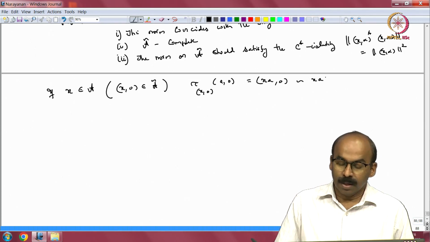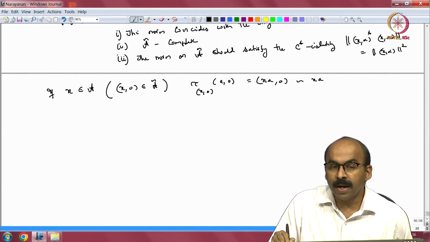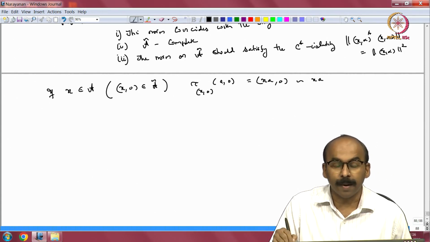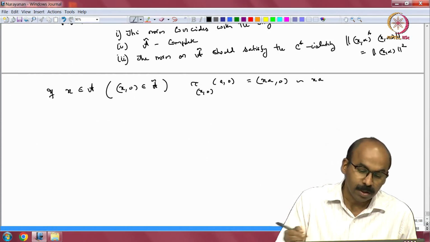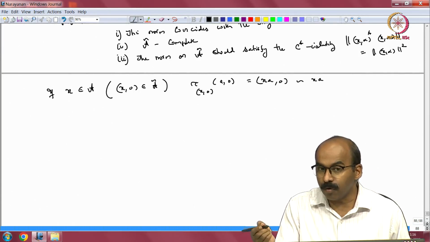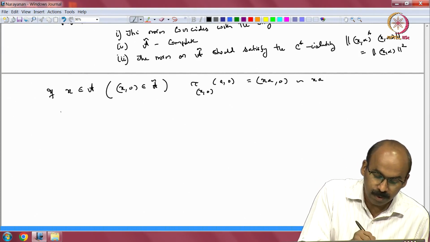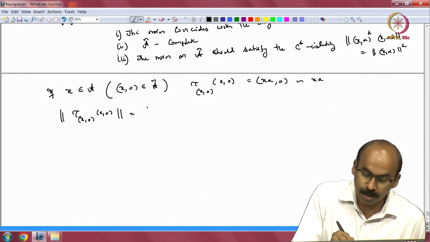Okay. So now what am I trying to do? I am trying to prove that the norm on A tilde coincides with the norm on A. The norm on A tilde is defined as follows: you take the element in A tilde, look at the operator, and look at the operator norm. So I am taking (x, 0) in A tilde, which is the element in A, and I want to compute its operator norm and say that it is the old norm which I already have on A.